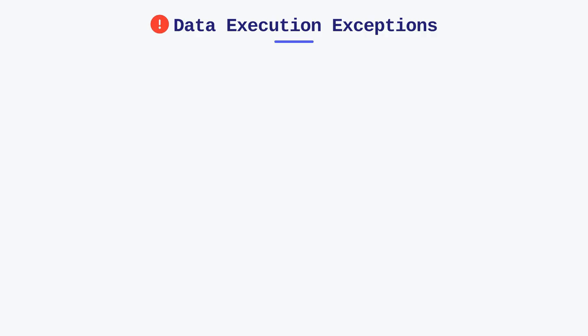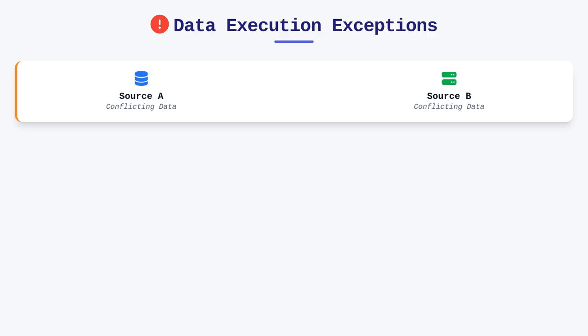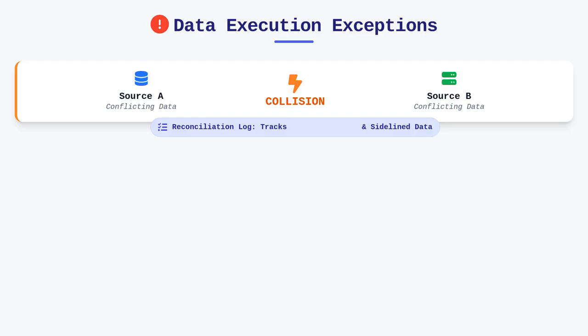Data execution exceptions often surface when the payload contains structural discrepancies that the engine cannot reconcile against the existing metadata. Imagine a scenario where two different discovery sources attempt to update the same configuration item simultaneously with conflicting data points. This leads to what we call data collision. The reconciliation log captures these events, showing us the specific source priority that won out and which source was sidelined during the update operation. Tracking these collisions requires a deep look at the source data and the reconciliation rules that dictate which source is considered the source of truth for specific attributes.